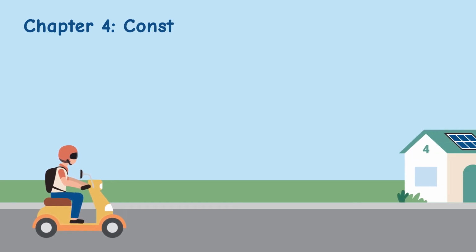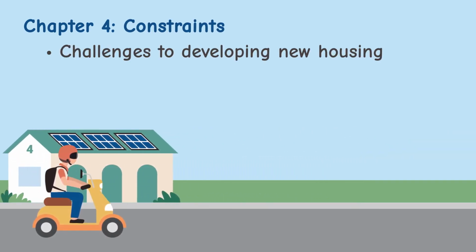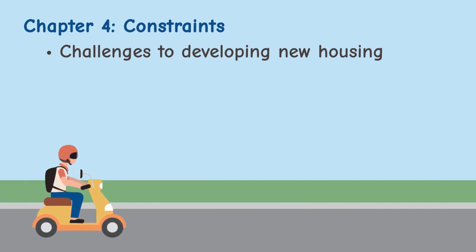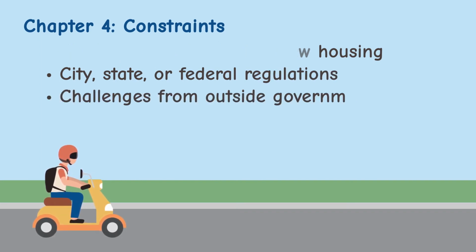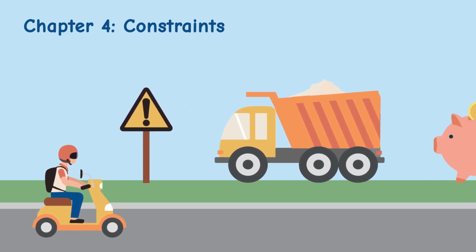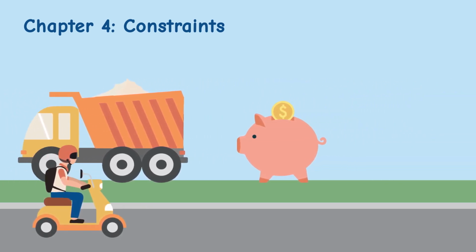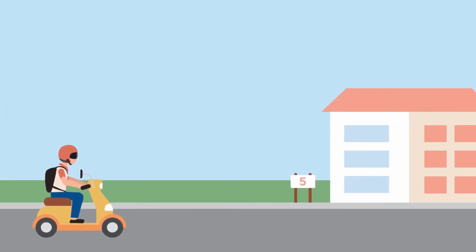Chapter 4, Constraints, takes a close look at the challenges to developing new housing, particularly housing that is affordable to low-income households. These include challenges posed by city, state, or federal regulations, as well as challenges from outside government control, like hazardous site conditions, the cost of construction, and affordable housing financing. Evaluating these challenges helps the city tailor its housing policies to address and overcome these challenges.